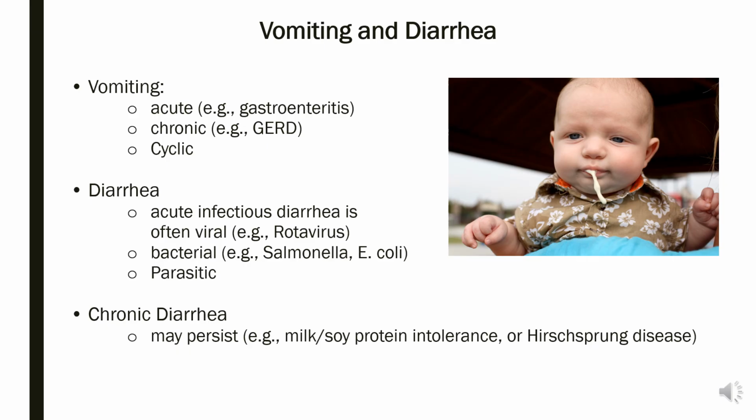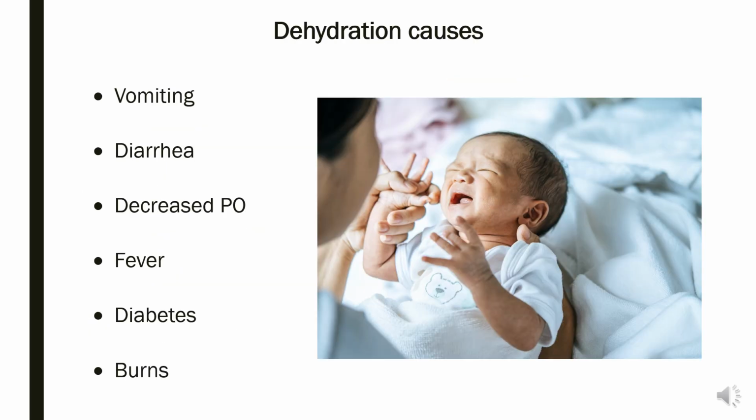So understanding whether the vomiting or the diarrhea is acute, chronic, cyclic, infectious, or related to a structural problem can help us predict the risk for dehydration, and it can guide our assessment and treatment for the infant. The most common causes of dehydration are vomiting and diarrhea. So these both lead to direct and rapid fluid loss and are the primary reasons infants become dehydrated during illness.